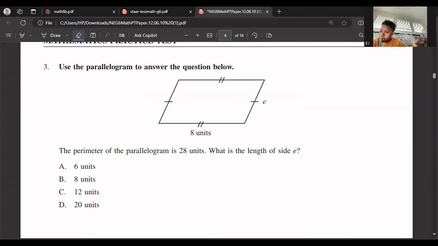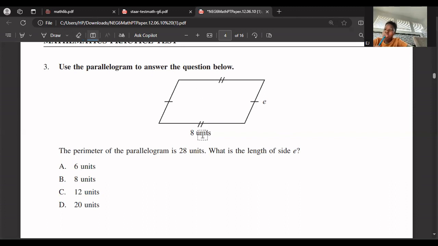Okay. Are you there? Mm-hmm. So the question is, use the parallelogram to answer the question below. The perimeter of the parallelogram is 28 units. What is the length of E? Do you know what to do there? 20 is the length of side E.